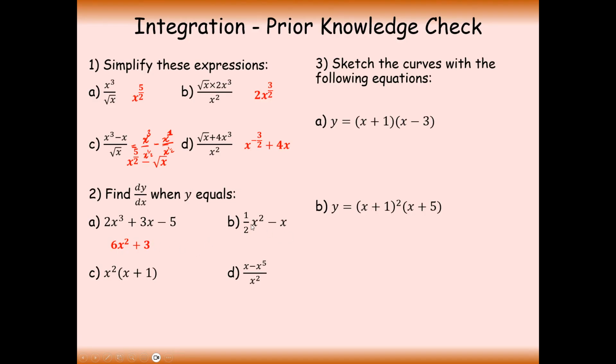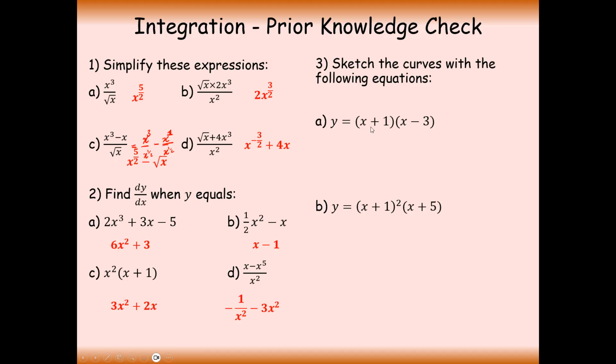So then the next one, bring the 2 down at the front, multiplying, and the 2 and 0.5 will cancel both away, and x remains with power of 1. And the other negative x becomes minus 1. For part C, multiply out the bracket, you get x cubed plus x squared, then differentiating x cubed plus x squared gives you this. Again, split up the fraction and differentiate after.